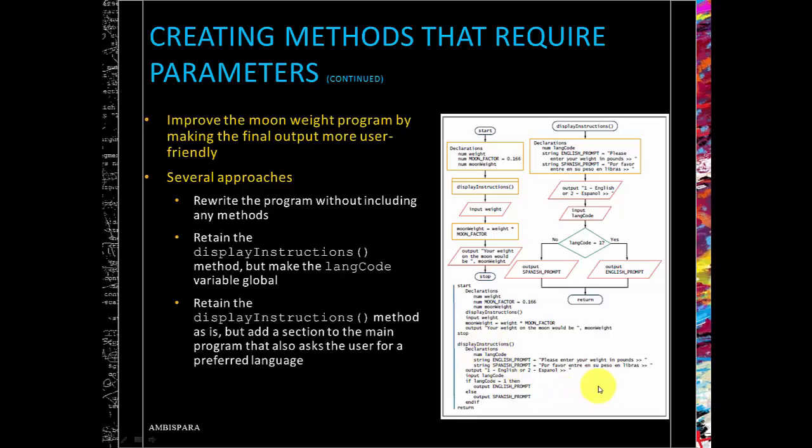We can retain the display instructions method as is, but add a section to the main program over here that also asks the user for the preferred language. Well, that just sounds absolutely silly, because the user is answering the same question twice. That's not right either. What we can do maybe is store the variable that holds the language code in the main program and maybe pass that into display instructions here. That sounds like we could do something like that.